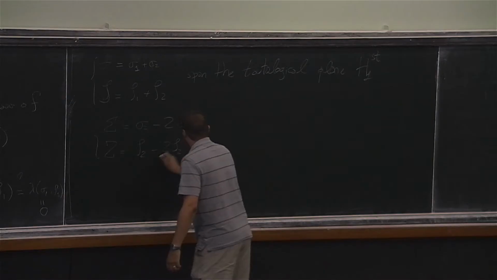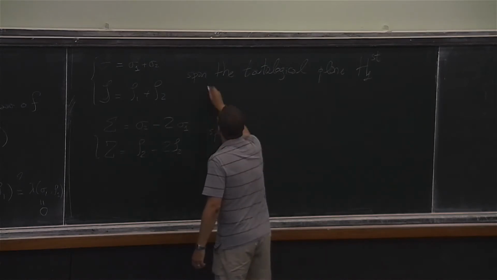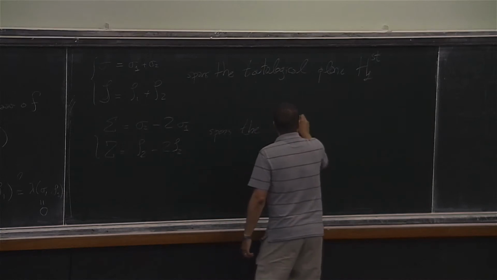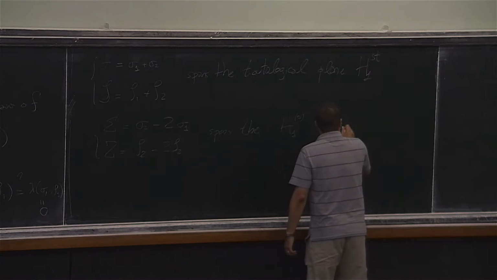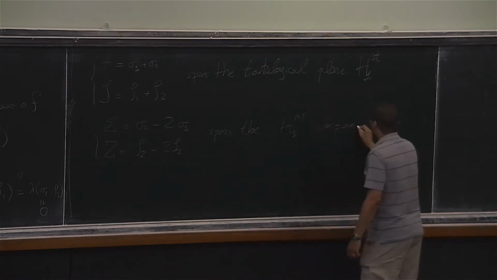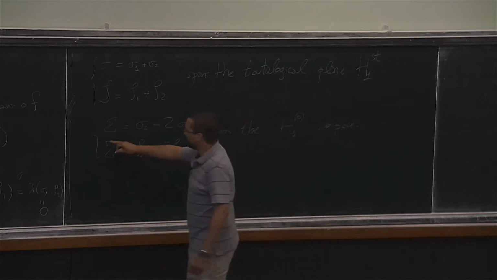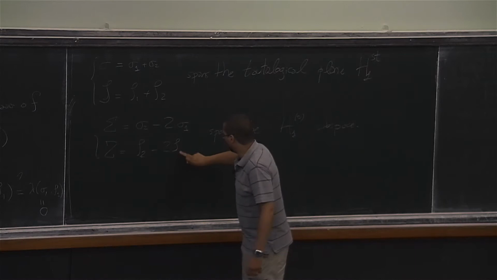Zeta. And this is a basis. So it spans the H1,0 subspace, the space of vectors with zero holonomy. Big zeta, so it's a big Z, is zeta 2 minus 2 zeta 1.